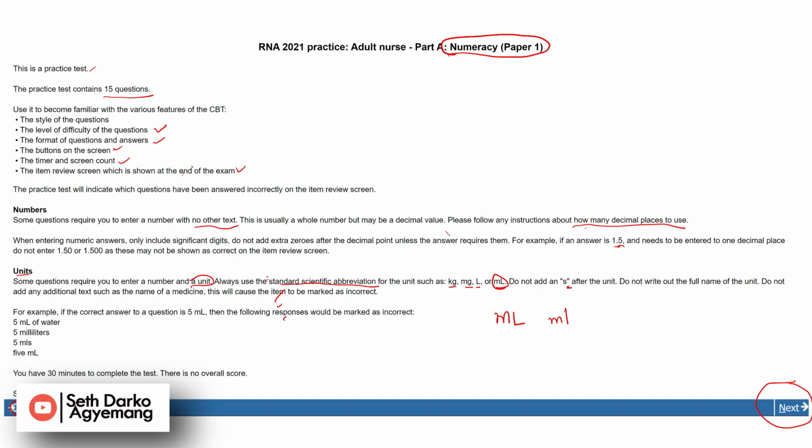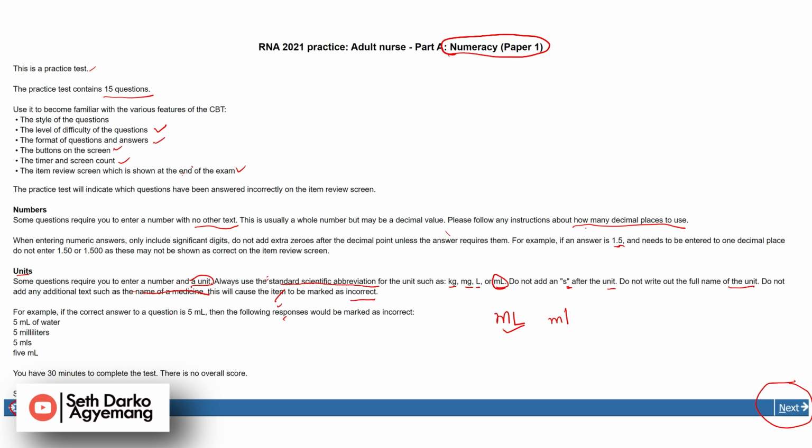Do not add an S after the unit. Do not write out the full name of the unit. So these are instructions you've got to keep in mind. Otherwise, even if the number is correct and you attach the wrong unit, you get it wrong. So let's take that again. This should be the correct way of writing mL. Do not add an S to the unit. Do not write out the full name of the unit. Do not write out any additional text, such as the name of the medicine. This will cause the item to be marked as incorrect, so take notice of that.